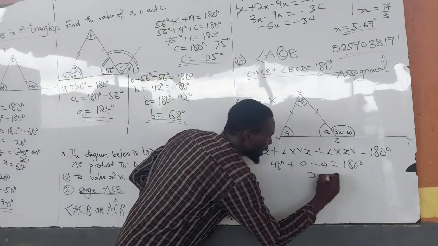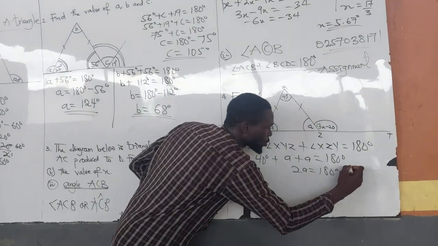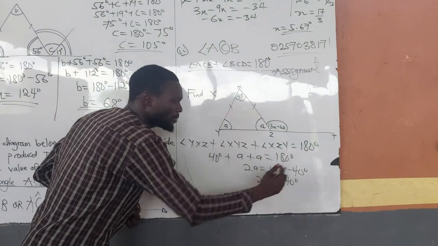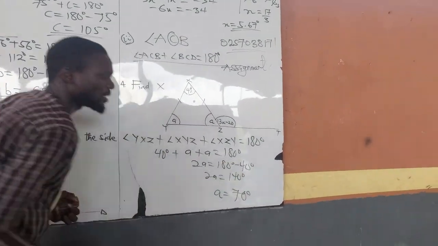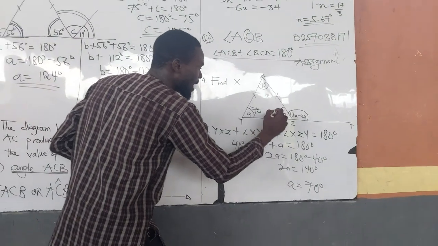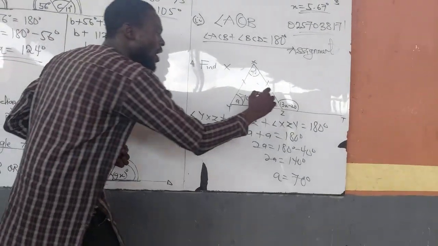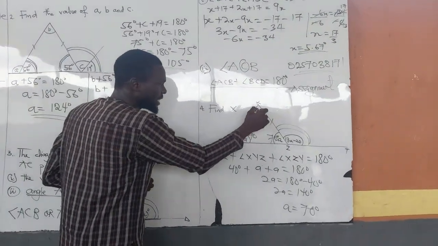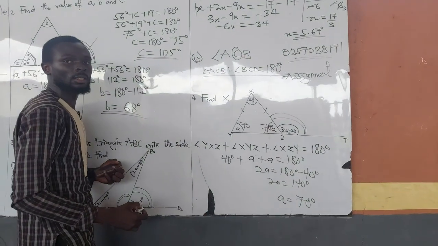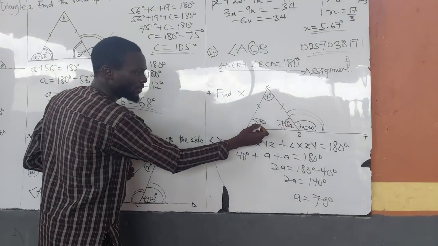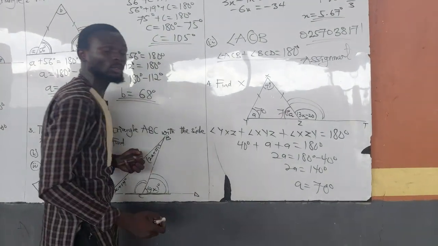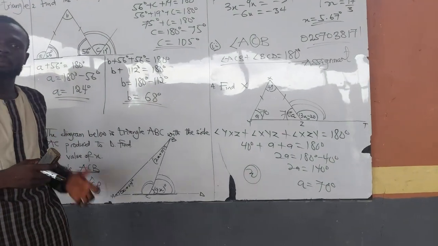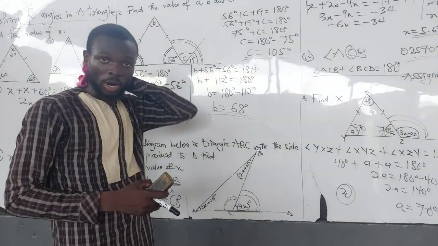This will give you 2A is equal to 180 degrees while the 40 crosses. This will give you 2A is equal to 140 degrees. Dividing both sides by 2, A is equal to what? 70 degrees. Now you have 70 here, you also have 70 here. How can you solve for X? To solve for X, use the second property. This plus this is equal to this. So you are going to add 40 plus 70 and equate it to this value. Then you also solve for X. So this becomes our second assignment.